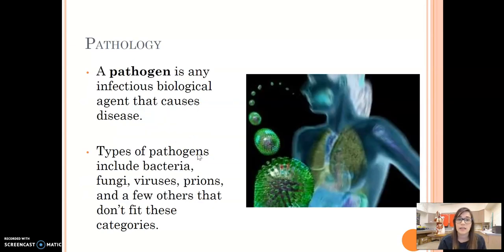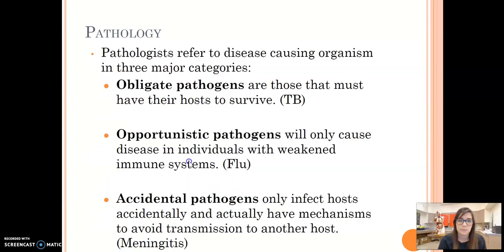So a pathogen is any infectious biological agent. The types that we're going to talk about: bacteria, fungus, viruses, prions, and parasites. So these 3 types of pathogens, this is very important because this will be on the summative. Pathogens can be obligate, meaning that they must have their host to survive. So if the host dies, the pathogen dies. An example of that is tuberculosis, which is a bacterial infection of the lungs.